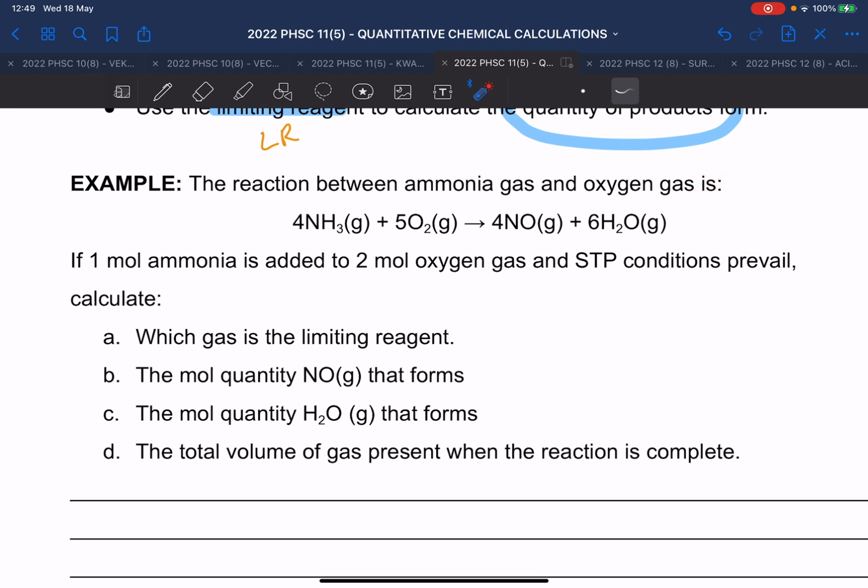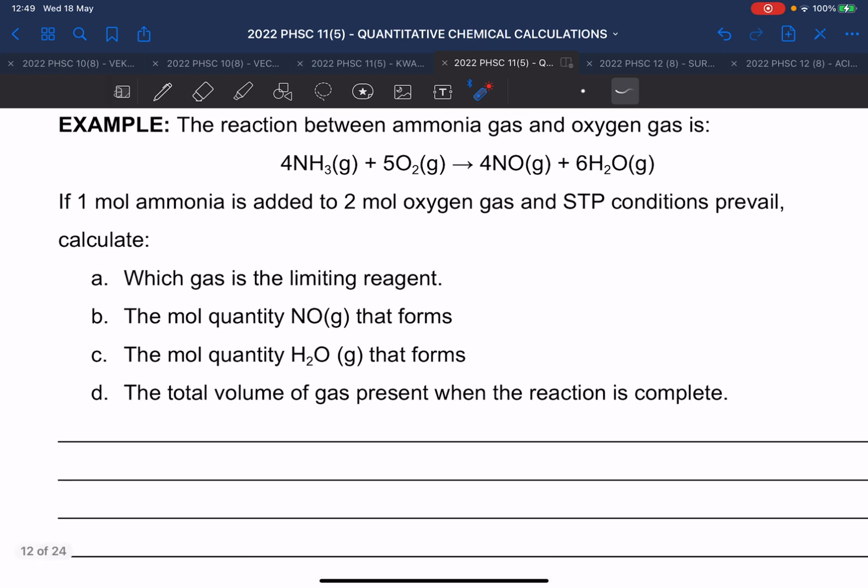Okay, right. So there you see they give you a balanced equation: 4NH3 + 5O2 gives you 4NO + 6H2O. Now they say if 1 mole of ammonia is added to 2 moles of oxygen at STP conditions, where Vm is 22.4, then calculate the following.